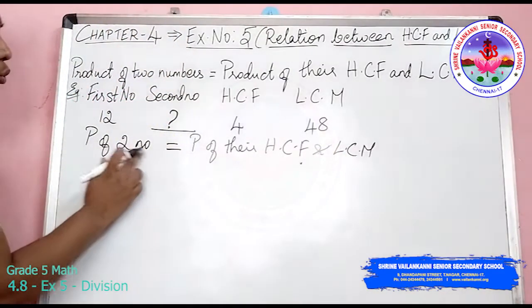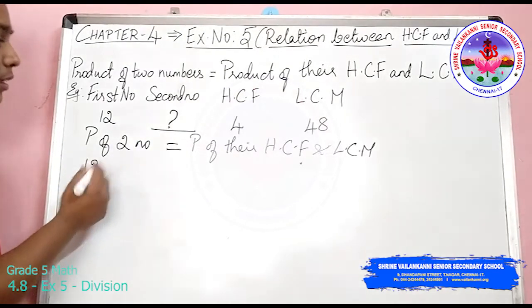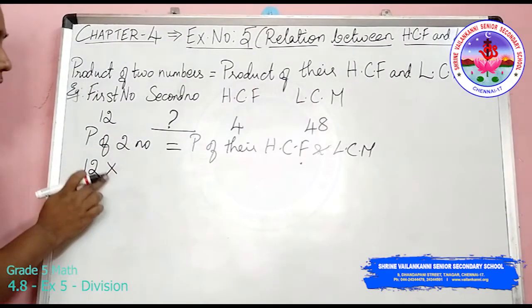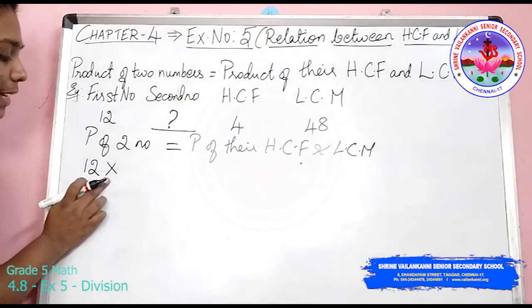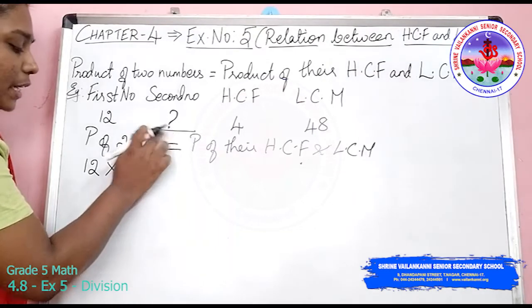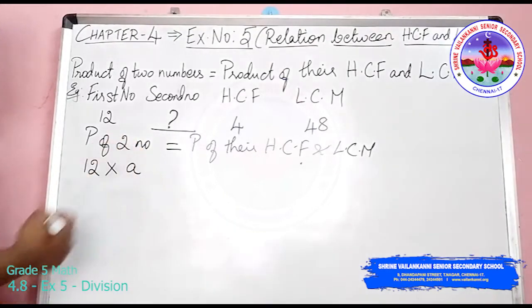So, product of two numbers. What are the two numbers? One is 12. The other one, product means we have to multiply only. So that is why we are going to give the multiplication symbol. Since we don't know the value of the second number, I am going to take it as A.